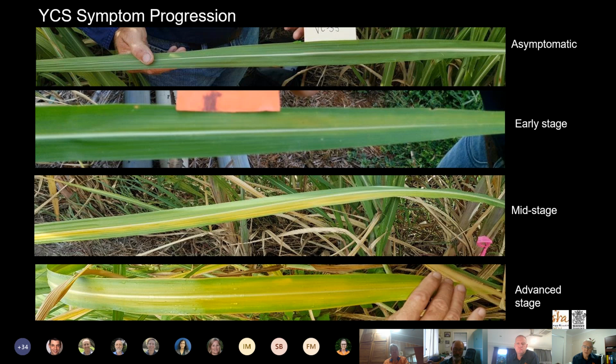Well, I said before that YCS occurs during the peak growing period. That's when it's producing the most sugar. It's also when there's the highest light intensity. So yellowing can occur anywhere on that leaf if it has high sugar and high light intensity.